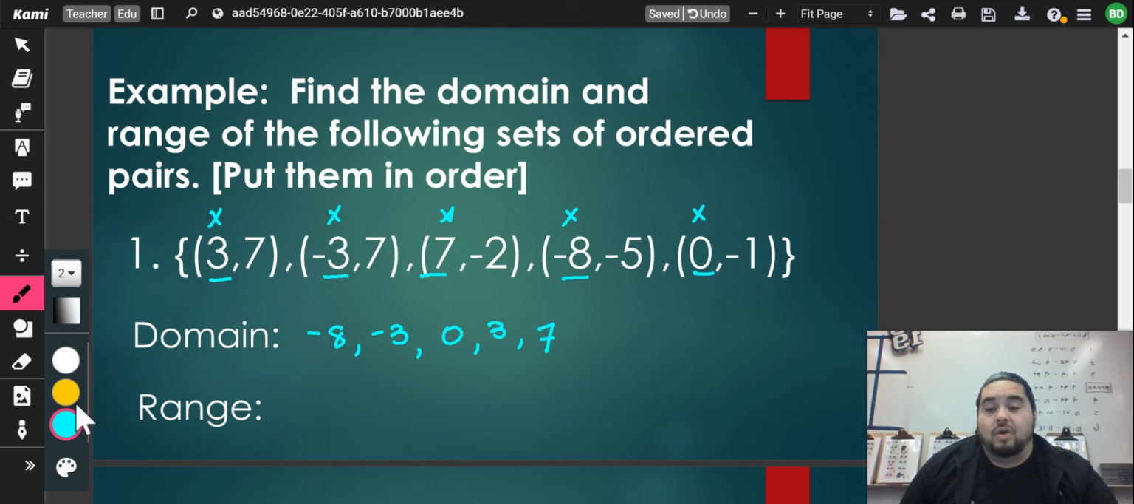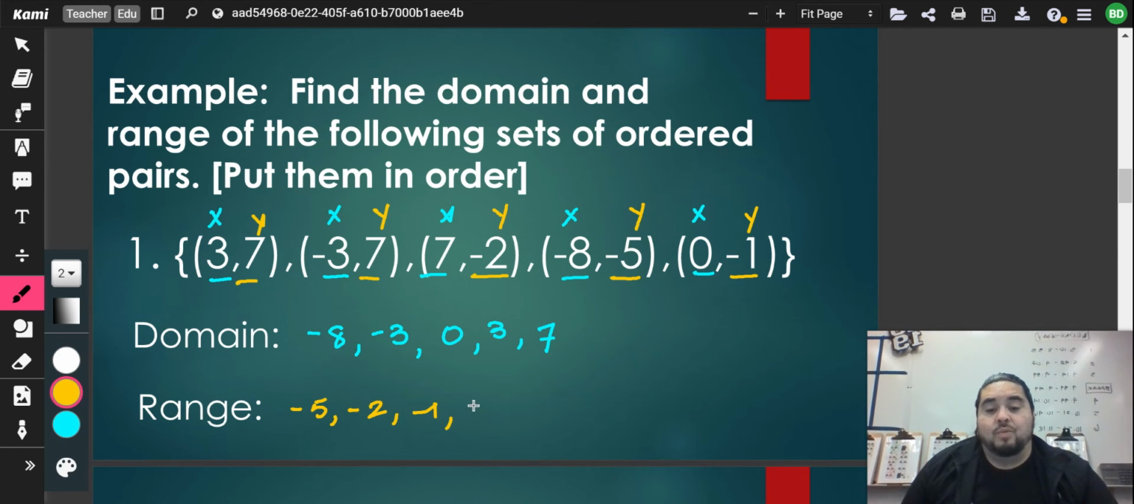Okay. Now, going into range, again, range are my y values. Just going to write this out so I remember which values I'm looking at. Okay. Possible y values, I have 7, 7, -2, -5, -1. So in order from least to greatest, we're starting with that -5. Then we have -2. Then I have -1. And then 7 happens twice, but I only have to account for it once. So 7. Okay. Really simple.